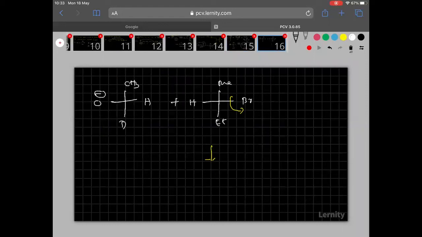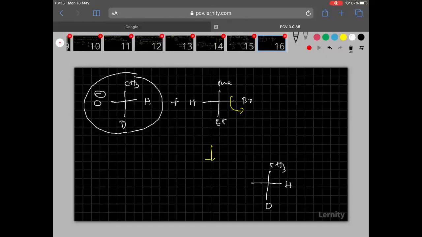Okay. So do one thing. First of all, we will write this one. See clearly, everyone now. That one I am writing here. So H, then here CH3, then here D, then O. Is it clear, everyone? So for this one, let me bond this one.